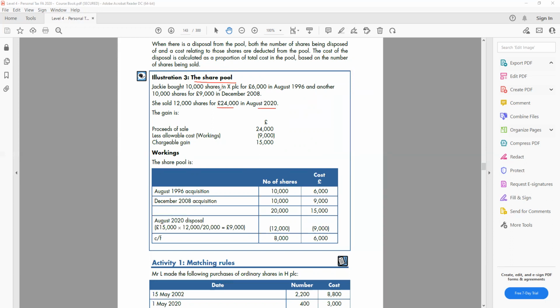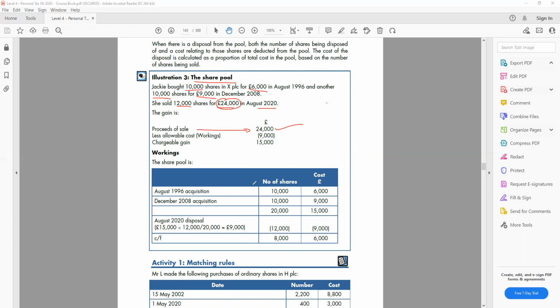So in the share pool, how many shares do I have? I have 10,000 shares that I bought for 6,000, and I have 10,000 for 9,000. So this is my total share pool, and I sold 12,000 shares for 24,000. So that's fine, that's not a problem. I sold 12,000 shares for 24,000. That's my proceeds. And how much is the cost? This one I need to work out.